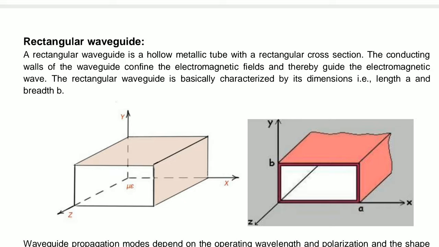So the rectangular waveguide is basically characterized by its dimensions, that is length a and breadth b. We can see the horizontal length is shown by length a, and the vertical breadth is shown by small b. Please remember, these are very simple images of the rectangular waveguide, and as the name indicates, it has a rectangular cross section, and the conducting walls confine the electromagnetic field.